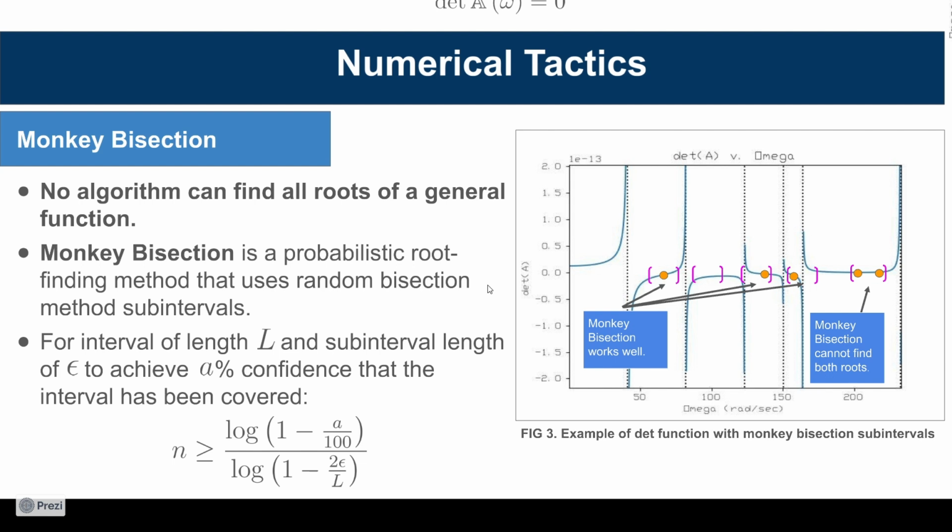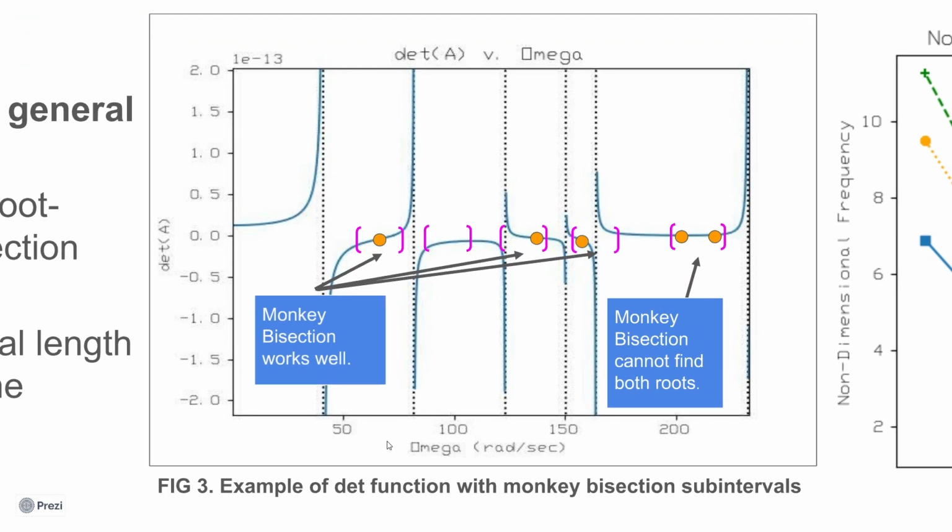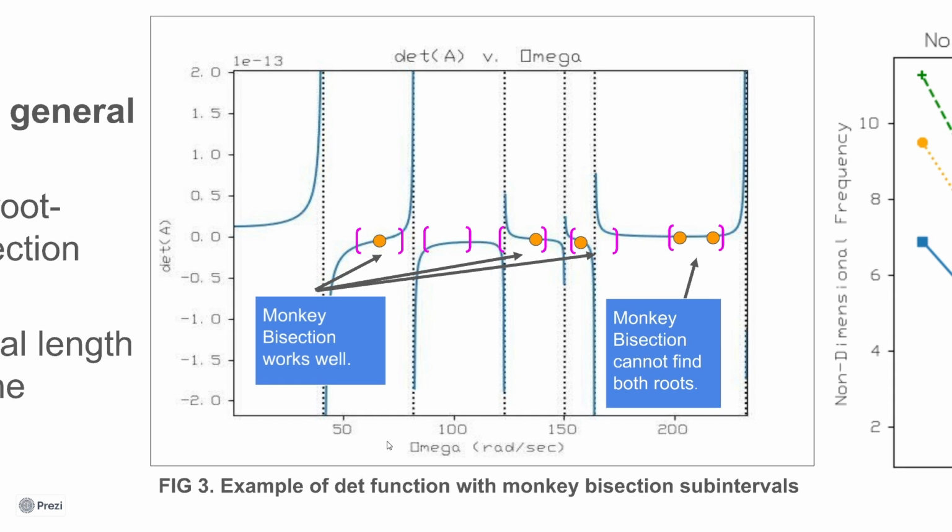Because monkey bisection is a probabilistic method, if you have some interval of length L whose roots you care about, and you set each subinterval to be epsilon, to be 8% confident that the entire interval has been covered by bisection subintervals, this many bisection subintervals, or greater, is necessary. Monkey bisection works well most of the time, but in certain cases where the subinterval has grouped two roots together, it will only converge towards one.